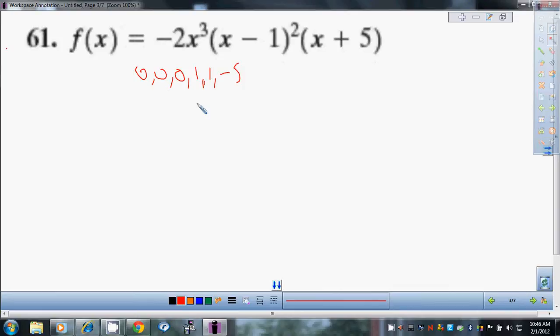It won't affect the zeros, no. And it won't affect your intercepts. That will only affect your end behavior. Yes, yes. Whatever the degree is.